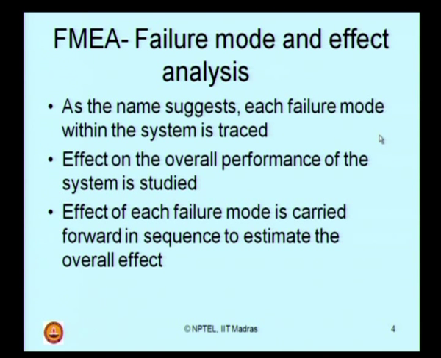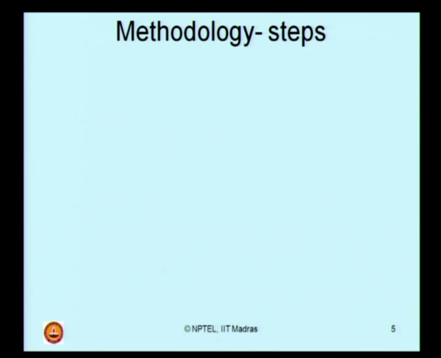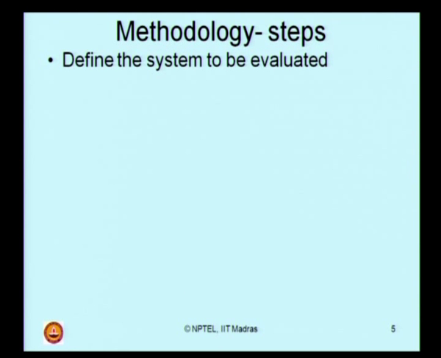For example, you have identified a mechanical or electrical system. In that system you have identified many failure modes, not only a single one. For each failure mode you find its effect on the overall performance. If there are more than one failure mode, then you try to identify the sequence of these failures, so that you know the effect of these failure modes in sequence on the overall effect on the system. The steps to do FMEA, or the methodology, are explained very simply below.